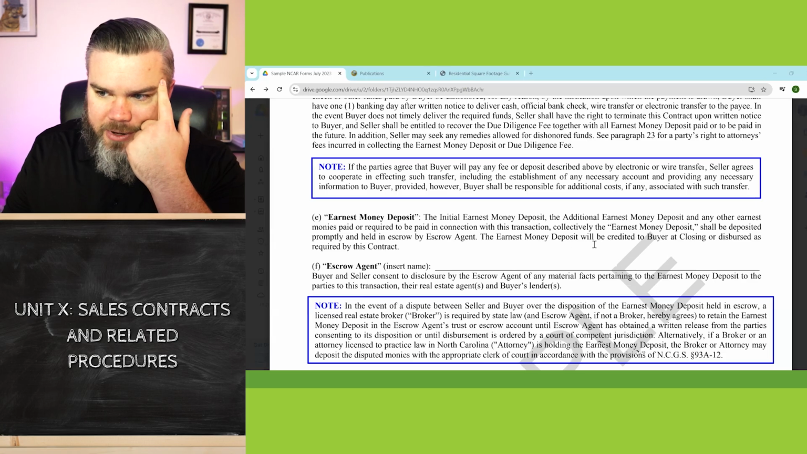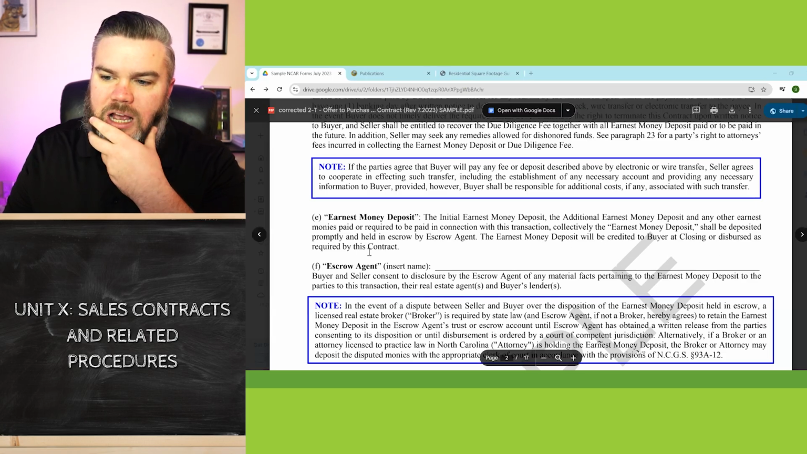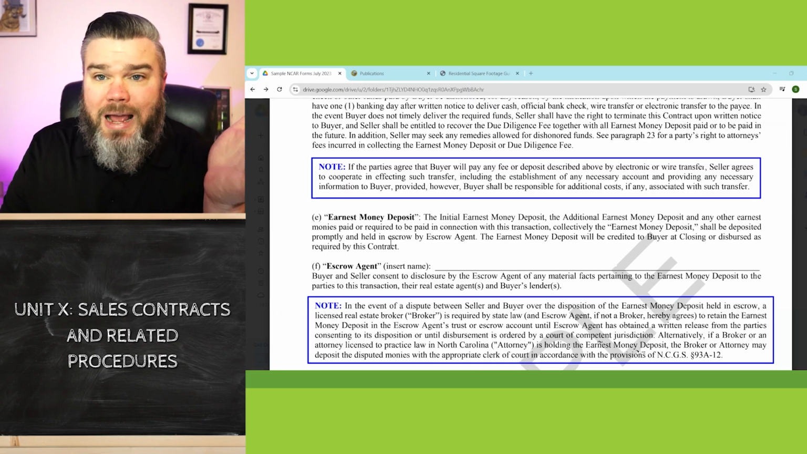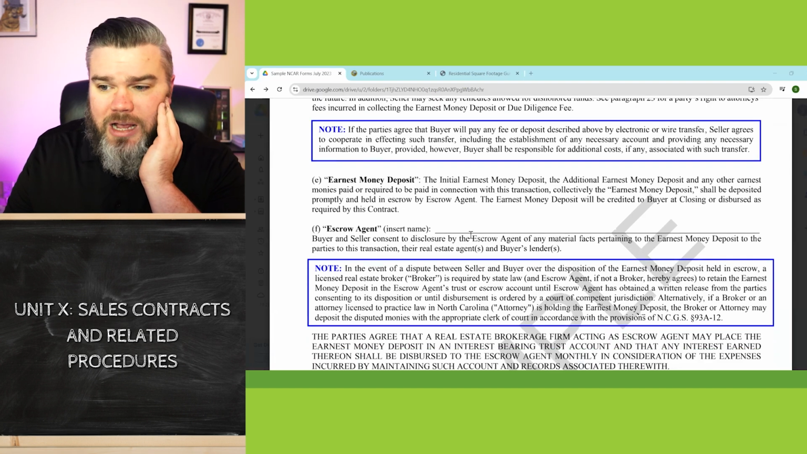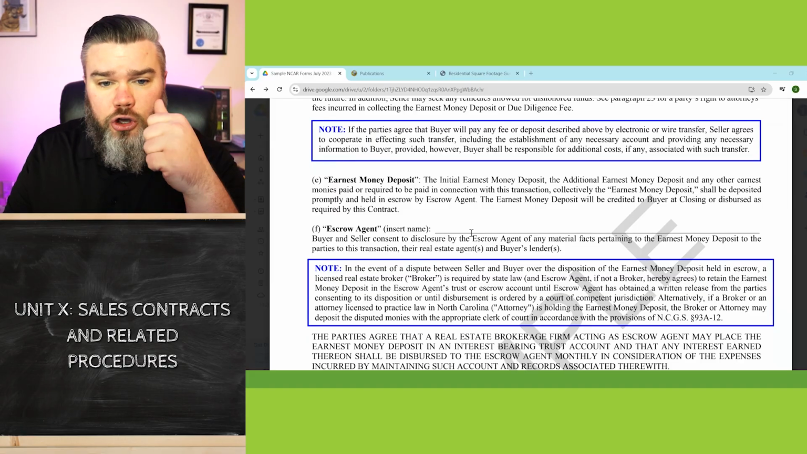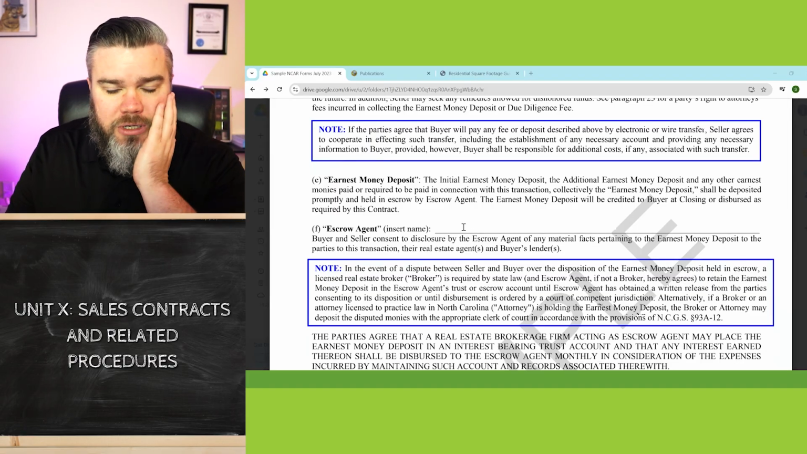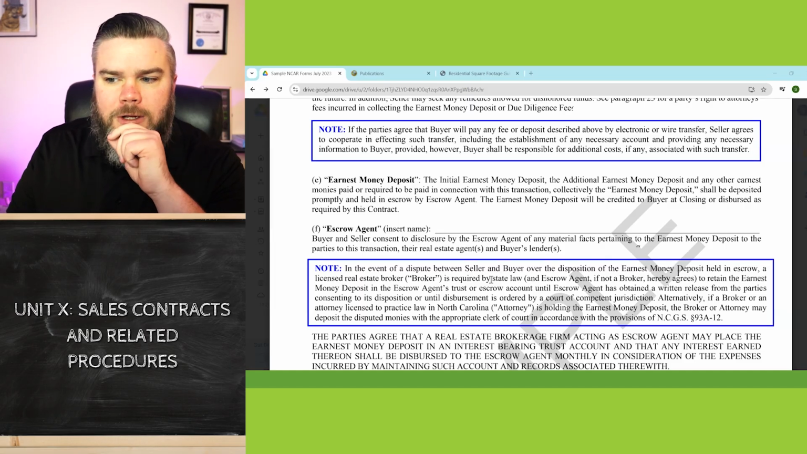The earnest money deposit will be credited to the buyer at closing or dispersed as required in this contract. So, held in escrow, but the buyer gets it back at closing as long as they go to closing. Here's where you name who the escrow agent is. As I said, it's just a third party who's going to hold the money. Could be a brokerage firm, could be an attorney. Doesn't really matter who holds it, but somebody's going to hold that money. It's kind of like an unbiased third party, if you will.